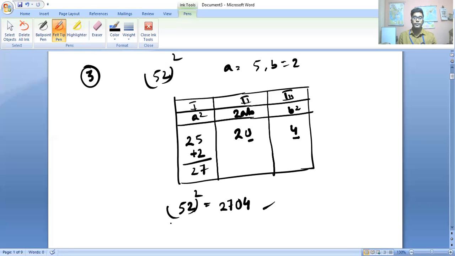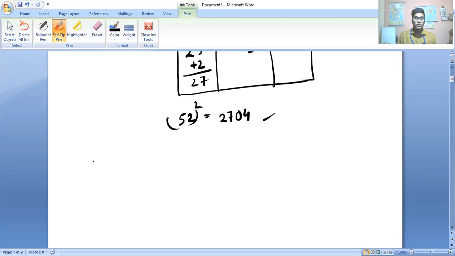So this is the square. Very easy. Let us continue. Let us do question number 4. 96 whole square is there.